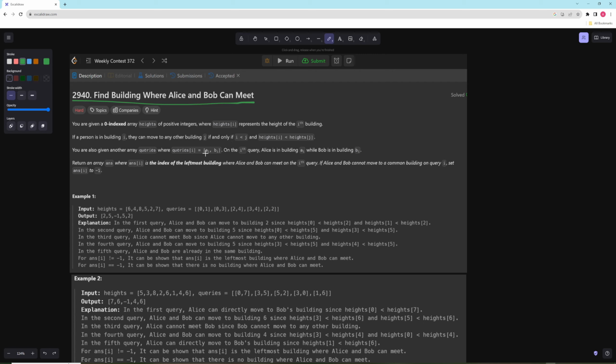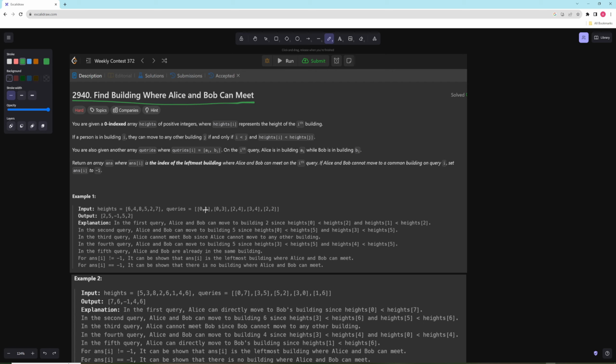You're also given queries in the format of a and b. On the ith query, Alice is in building a while Bob is in building b. Return array ans where ans[i] is the index of the leftmost building where Alice and Bob can meet on the ith query. If they can't, then have -1.